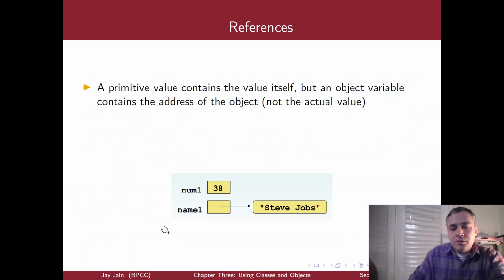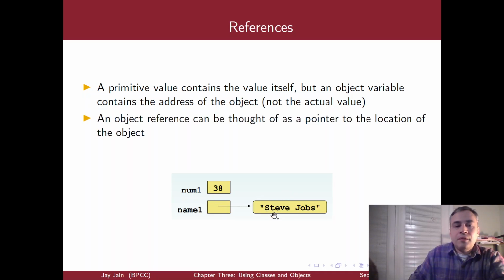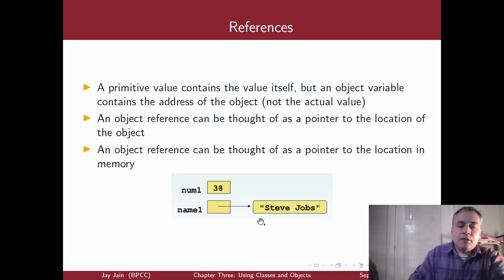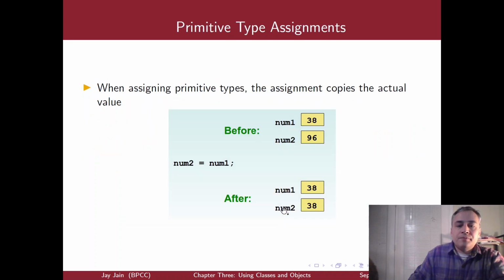Now, it's very, very important for you to remember this diagram. If we talk about a primitive type, num1 is an integer, it actually directly holds the value. Whereas in case of an object, name1 holds a reference to this object. In other words, a pointer.